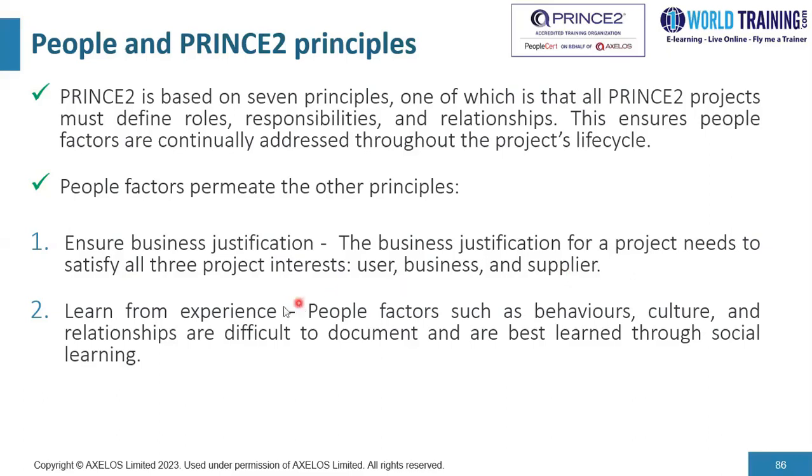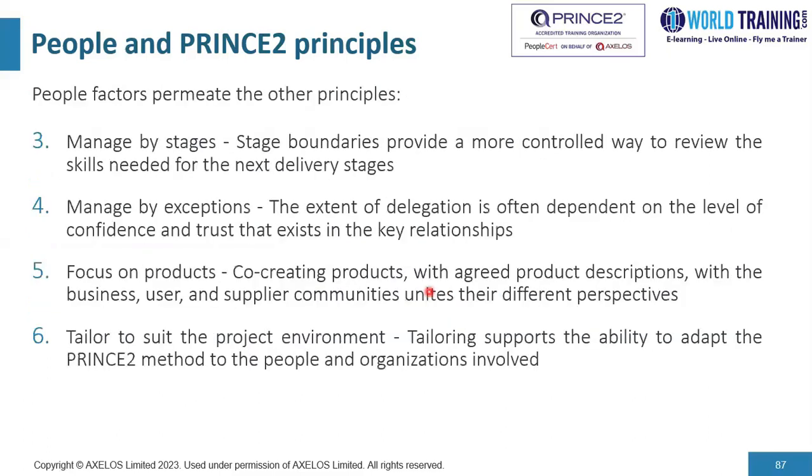The second principle is learn from experience. People factors such as behaviors, culture, and relationships are difficult to document and are best learned through social learning. Some additional factors where people elements permeate the principles would be the following. The third principle is management by stages. Stage boundaries provide a more controlled way to review the skills needed for the next delivery stages.